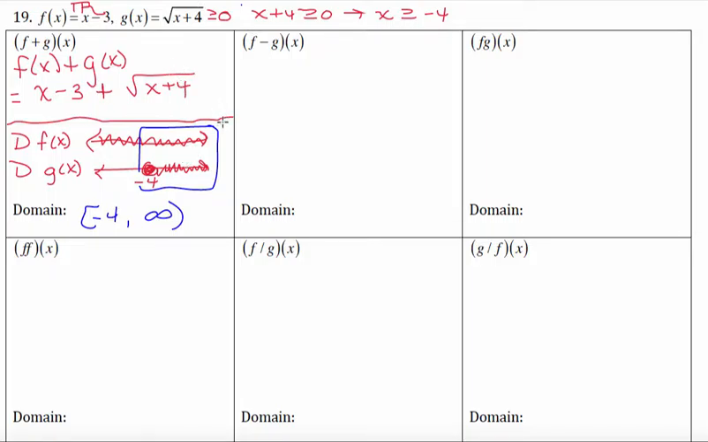And the good news is, once you find that overlap or intersection for f plus g of x, the domain will be exactly the same for f minus g and f times g. You don't have to do that for every single problem. The only thing that you have to worry about is f divided by g of x or g over f, and we'll handle that when we get there.